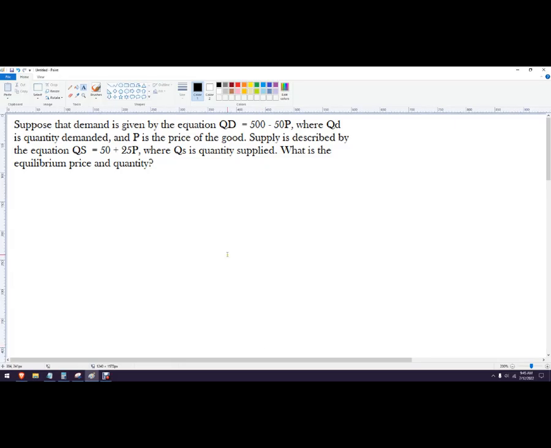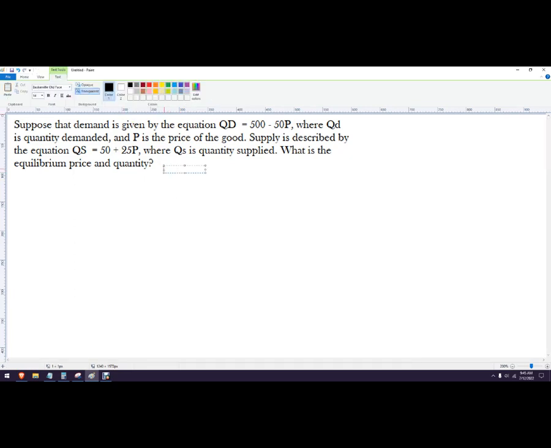In this problem, we're going to use demand and supply functions to calculate equilibrium price and quantity, and then also the elasticity of demand at that particular quantity. So if I'm going to do that, I need to get to where quantity demanded equals quantity supplied. So I'm going to set those two equal to each other, solve for price.